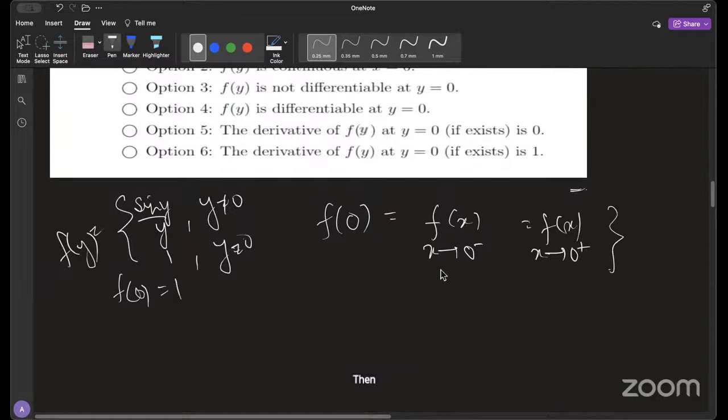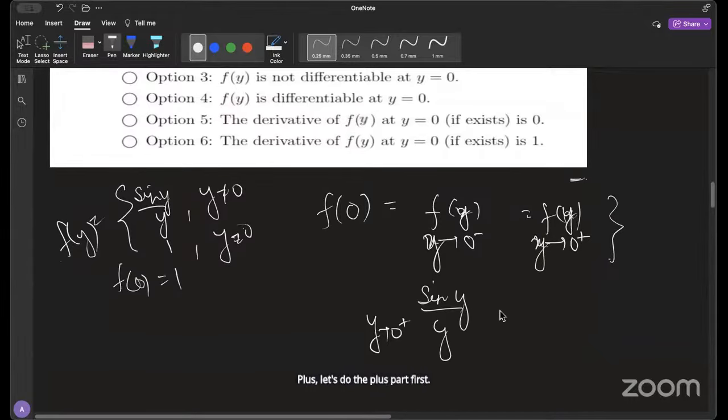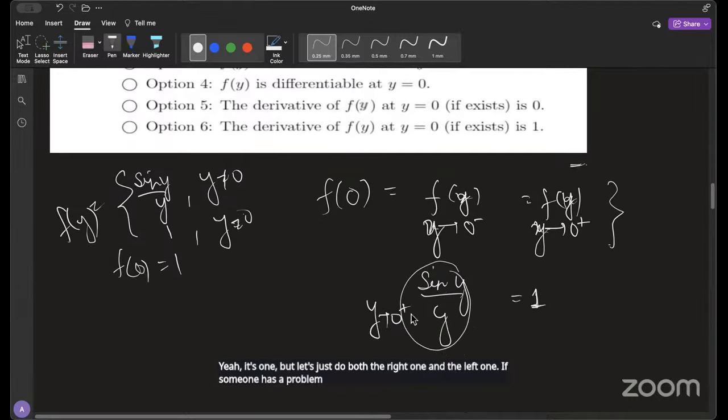Then for the continuity part, you take the limit, right? So it's sin y. I should have taken y here. Everything is in terms of y. So I have sin y by y, y tending to 0 plus. Let's do the plus part first. What's this limit? Ma'am, simple formula, 1. Yes, it's one, but let's just do both, the right one and the left one. If someone has a problem with it, let's do both.